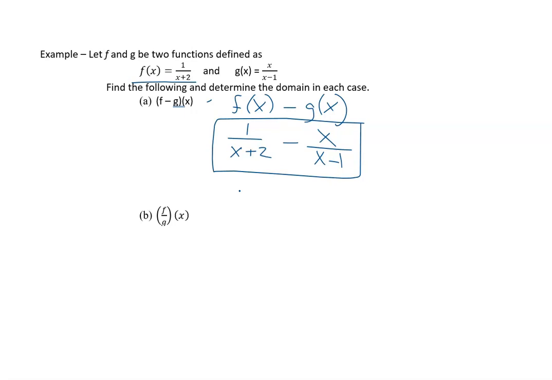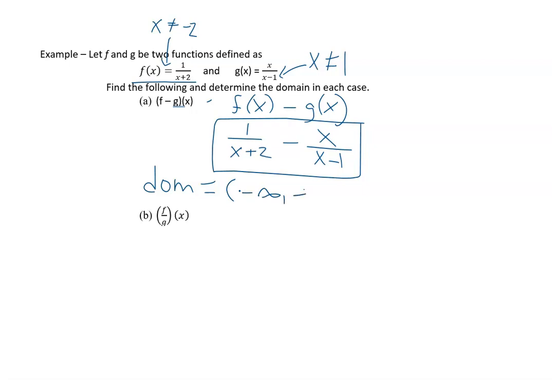Now we're ready to find our domain. Well, we have to go back to our original functions and find our domains there. Remember that when we have division involved, what can we not divide by? We can't divide by 0. So for f of x, what can x not be? It cannot be -2. For g of x, what can x not be? It cannot be 1. So the domain of f is everything except -2. The domain of g is everything except 1, so the domain of f minus g is going to be everything except -2 and 1.